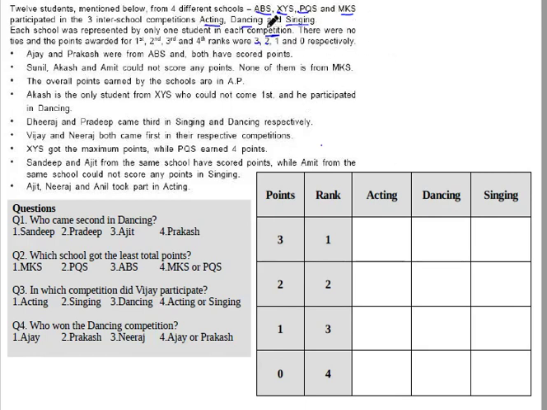So we also have to check which school is which. Let's quickly glance through the data. Ajay and Prakash are from ABS, both have scored points. We'll come to this later. Sunil, Akash and Amit could not score any points, and none of them is from MKS. Since they could not score any points, they will come fourth.